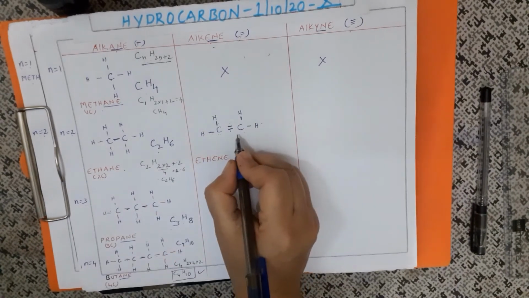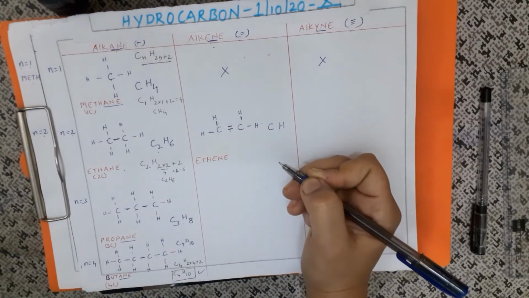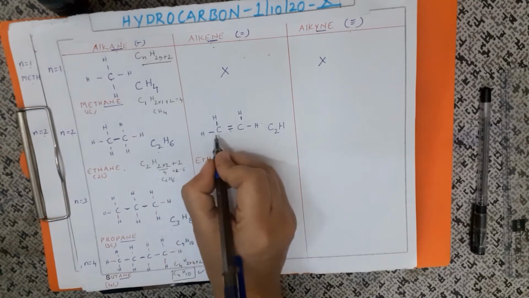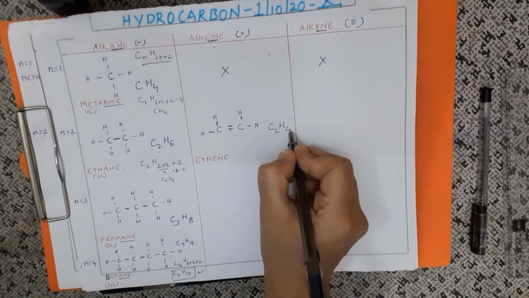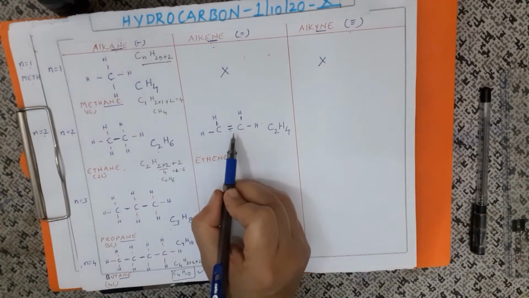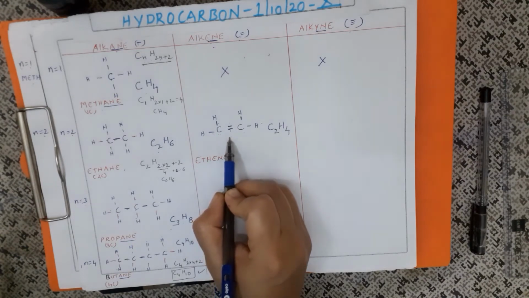Now let us write the formula. What could be the formula? As I told, the skeletal formula is C H. How many carbons? Two carbons. Now let us count hydrogens. 2 and 2, 4. So C2H4. And this is the simplest alkene compound. What is the simplest alkene compound?